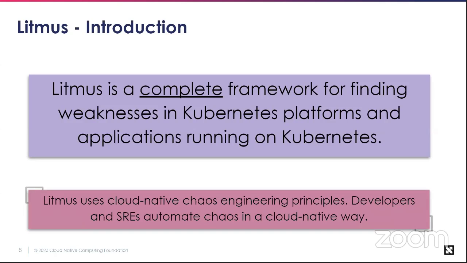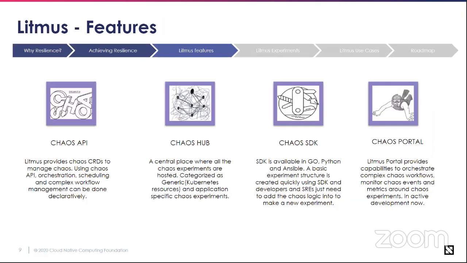So what's the cloud native way of doing it? The chaos is declarative in nature. That is, you get chaos CRDs to manage chaos, and the chaos APIs, orchestration, scheduling, and complex workflow management can be done declaratively. Also, you get chaos ready experiments that are available on the chaos hub.